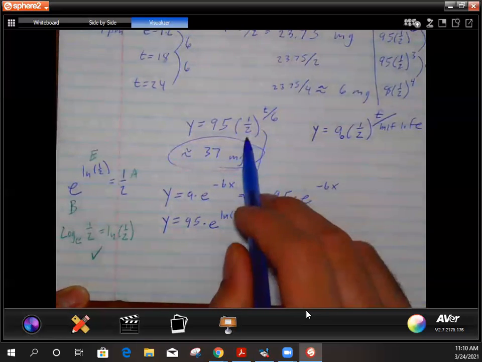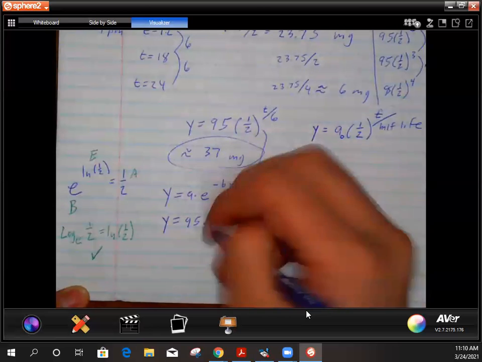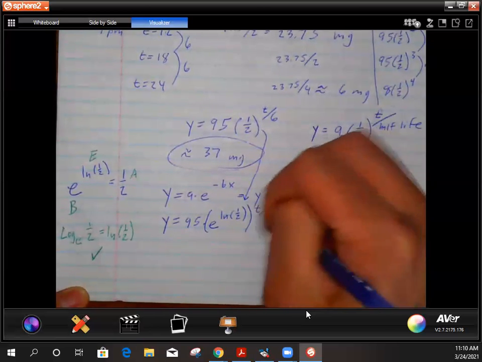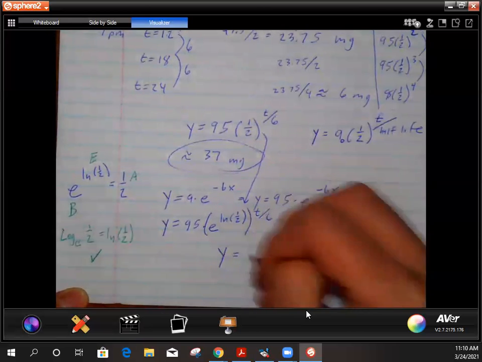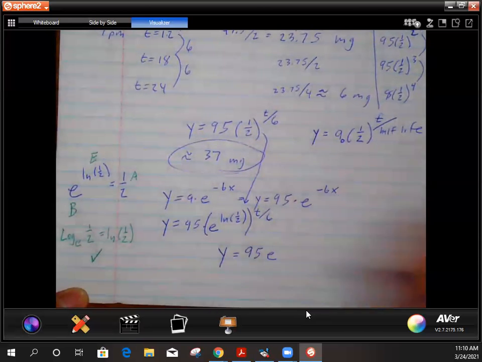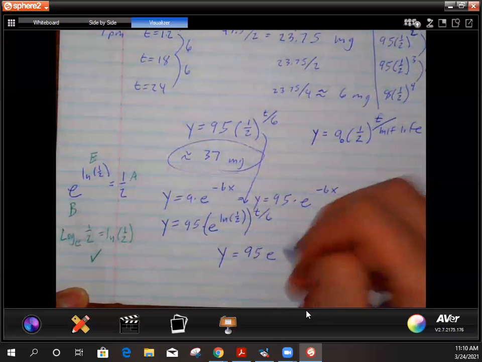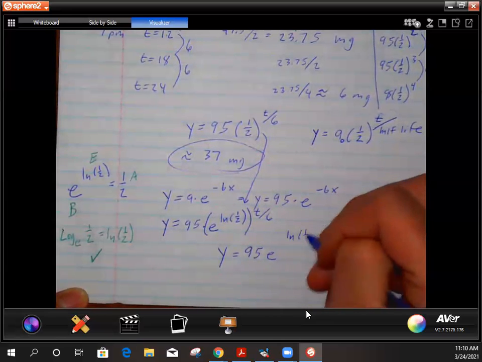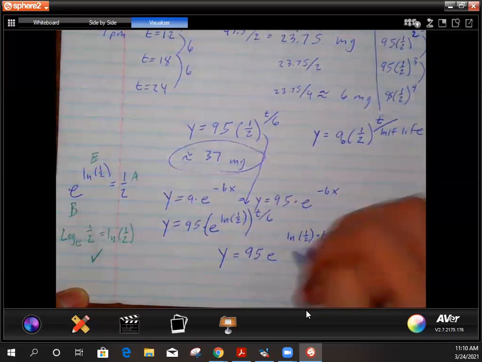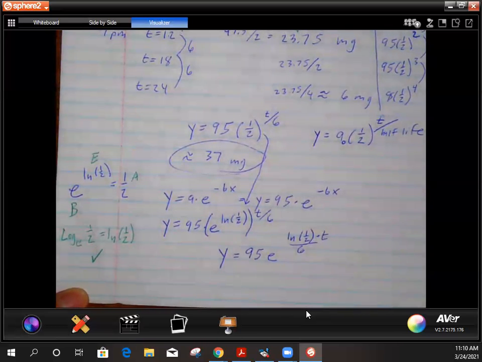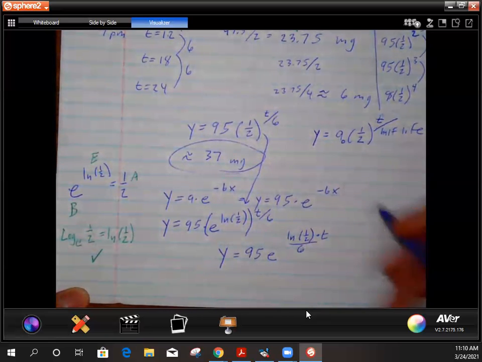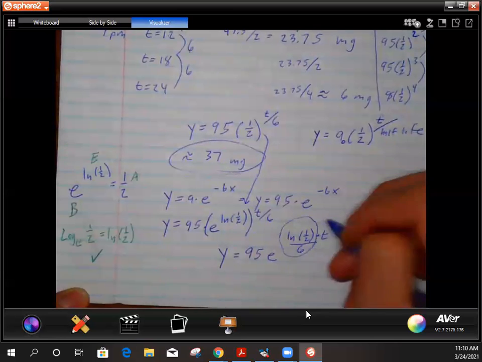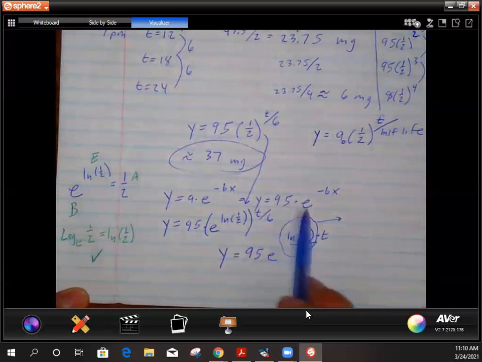So if I just replace 1/2 with e to the natural log of 1/2, and then leave the t over 6 here, I can rewrite that as y equals 95 times e, and then write this whole exponent as the natural log of 1/2 times t over 6. Now I can put the over 6 part under the 1/2, and this is just the value for b, like in this model here.